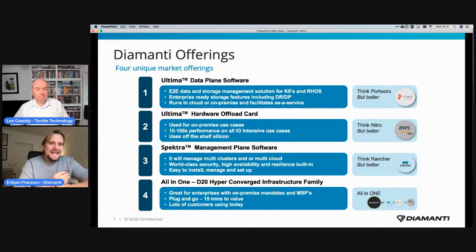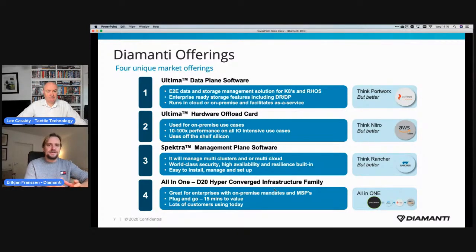Okay. And then last but not least, our spectrum management plane software. In the footnotes of this video, I will share a bunch of videos that we've now made on all these different subjects, but especially around the spectrum management plane software. Our capability is massively upgraded. We're now able to fully manage multi-cluster, multi-cloud with a single user experience for the application developer.